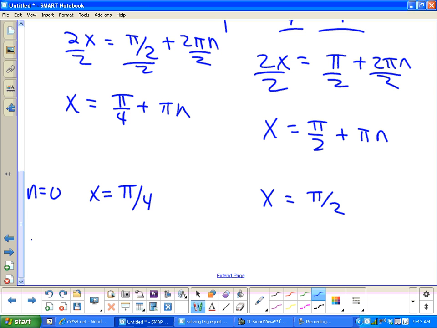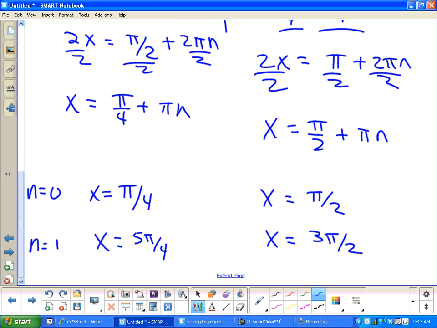Okay, now if n equals 1, what's it going to be? Let's do 1/4 plus 1. 5 pi over 4. Okay. All right, and then pi over 2 plus 1 would be 3 pi over 2.